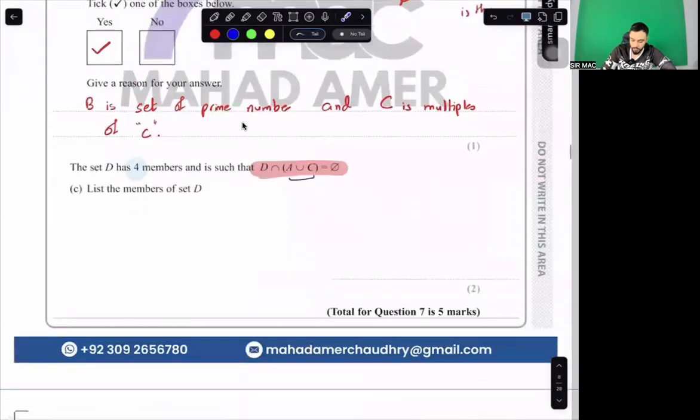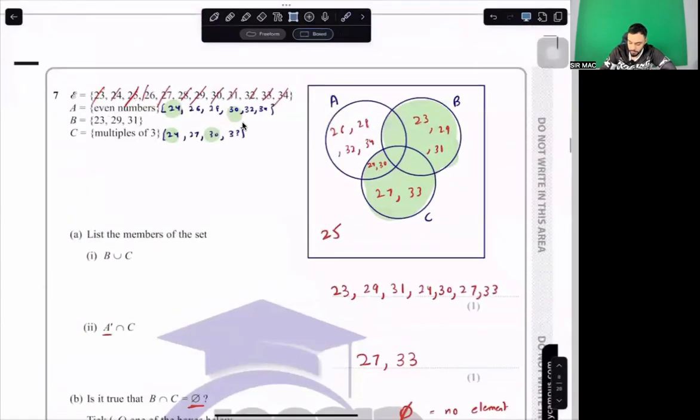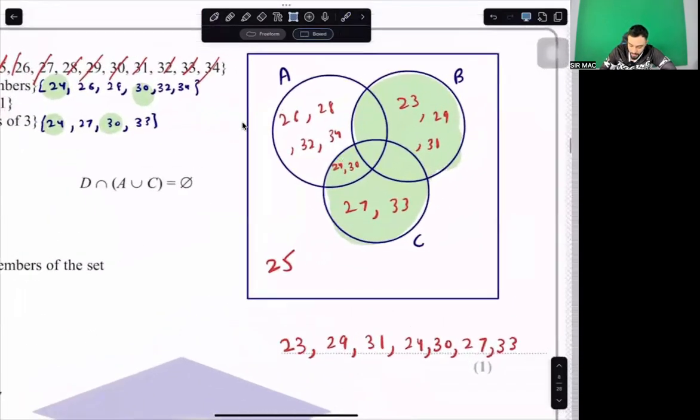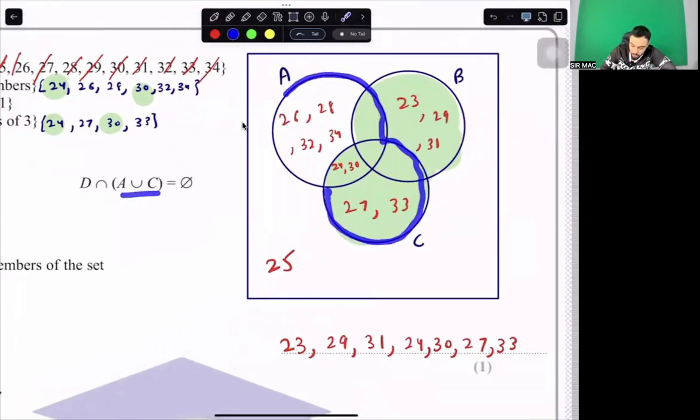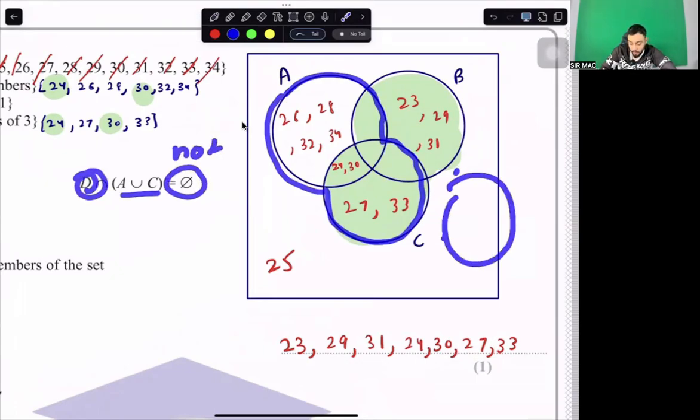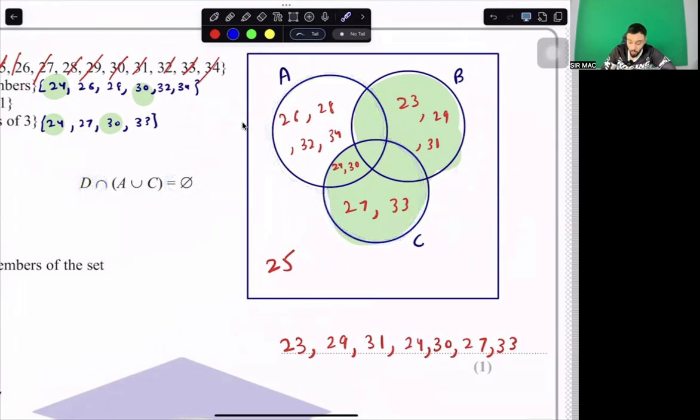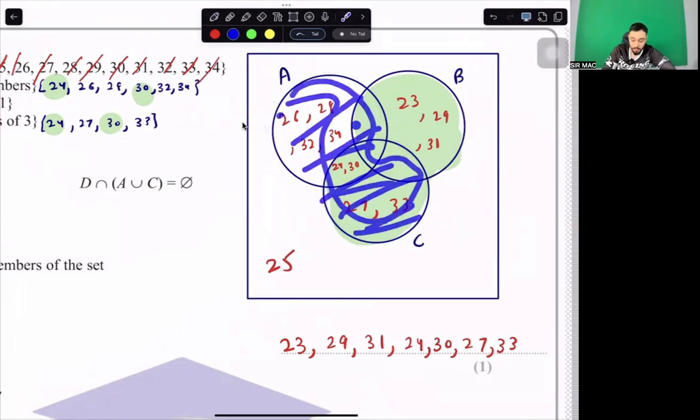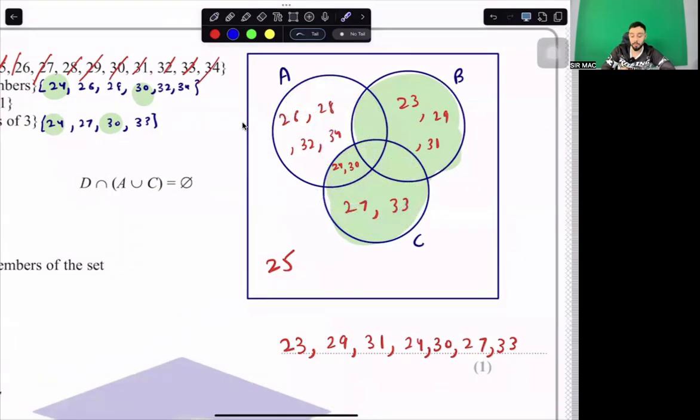Where did that come from? This means that A union C, anything that's either in A or C, has nothing in common with D. That means if there's a set D somewhere, it has nothing in common with anything in either A or C. So none of these elements can be part of it. Still, it has four elements. So the other four remaining elements are 23, 29, 31, and 25.